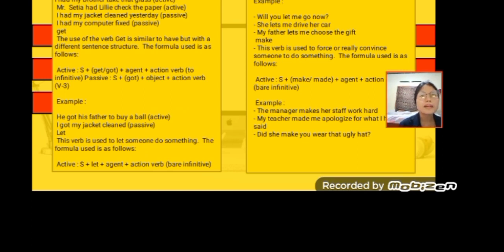For example, I had my brother take the glasses. Mr. Satya had Lily check the paper.